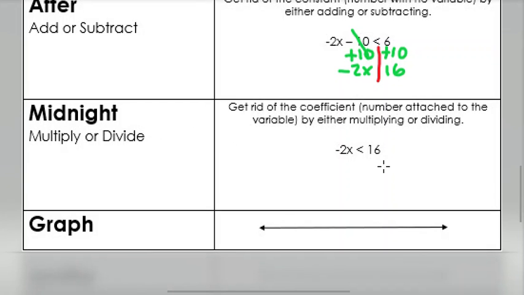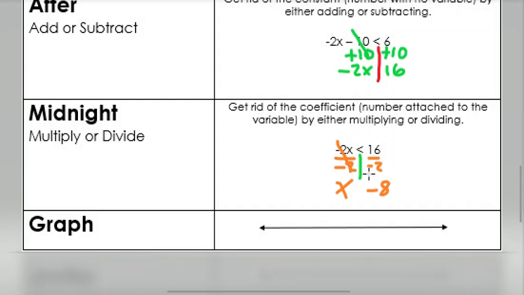Midnight: multiply or divide. Get rid of the coefficient by either multiplying or dividing. So I see I have negative 2x. Well, I know that means multiply. The opposite of multiplying by something is dividing by something. So I'm going to divide by negative 2 to get rid of that and leave me with x. And I have to do the same thing on the other side. 16 divided by negative 2 is negative 8.